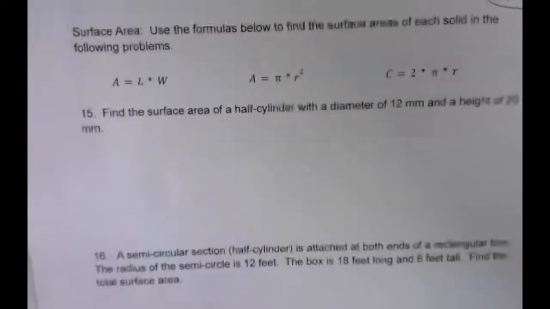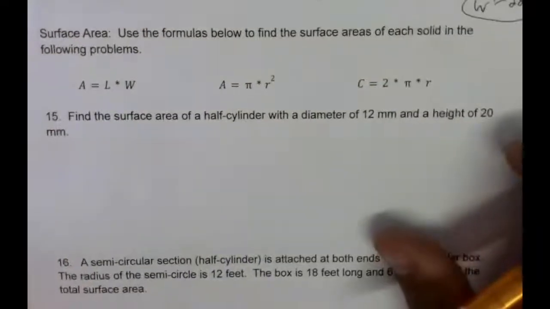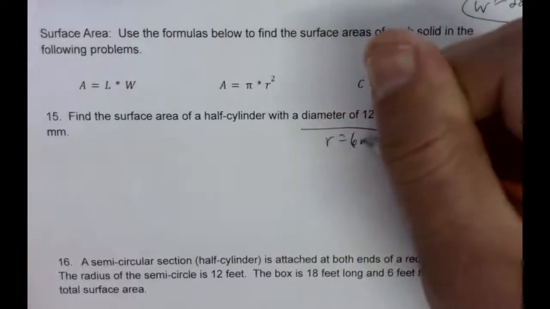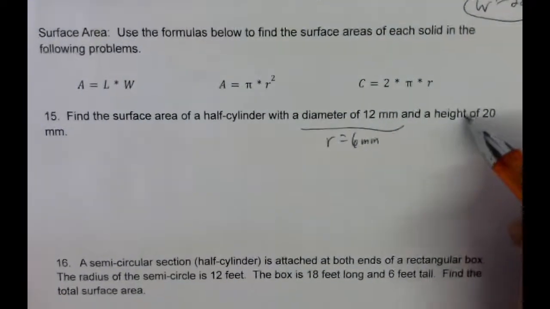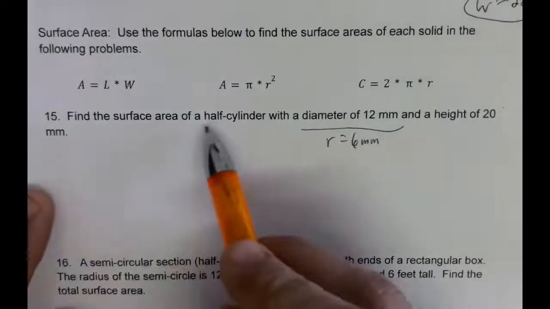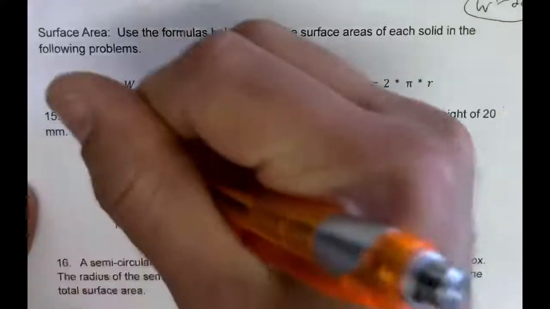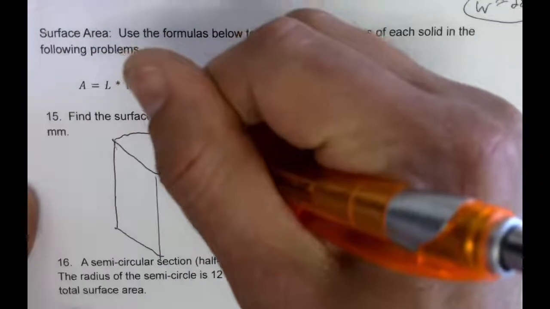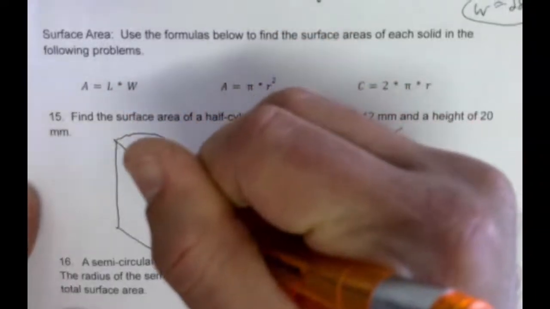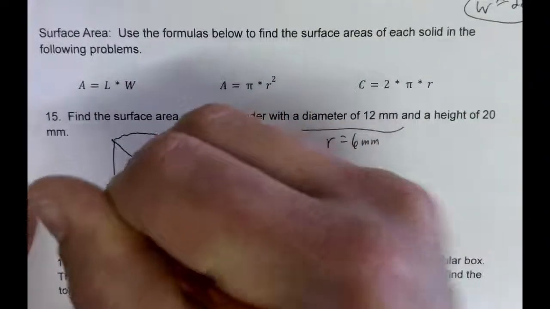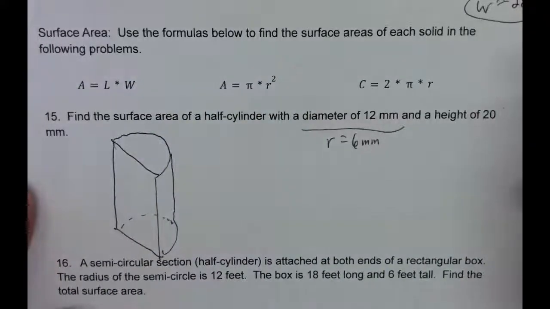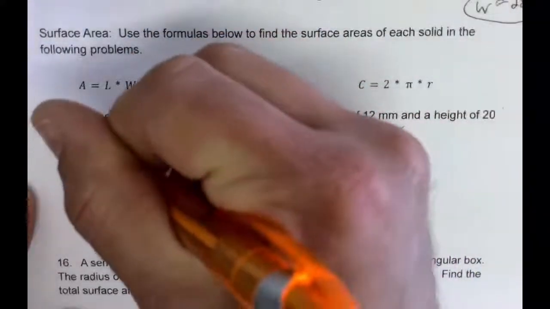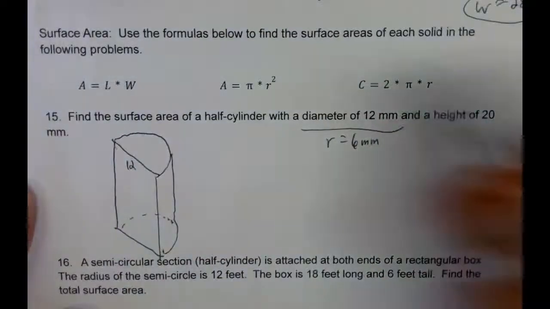For surface area, find the surface area of a half cylinder with a diameter of 12 millimeters. Let's go ahead and say, okay, that means the radius is 6 millimeters and a height of 20 millimeters. Surface area of a half cylinder. Okay, so what is a half cylinder exactly? It's got a rectangle over here, and then we've got that curved side that's going to come on down like that. We've got this curve on the back. The radius is 6, so that means the diameter is 12. So we already know that's 12. The height is 20.